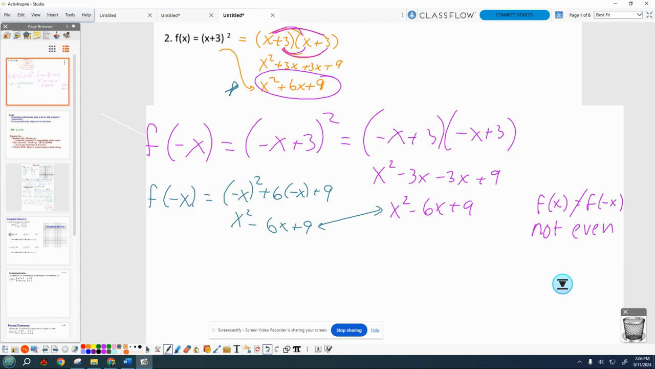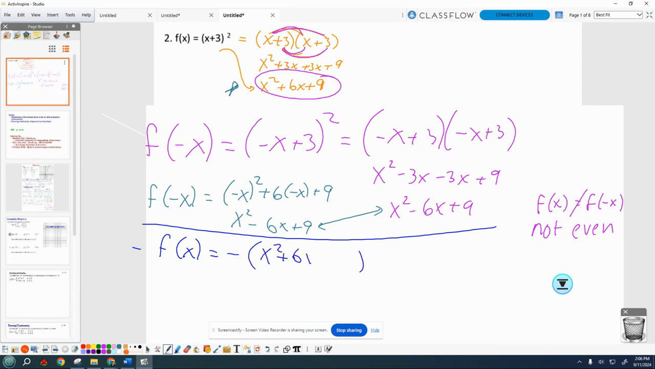Okay, then Maya said, but that doesn't show that it's odd. What do we need to check to see if it's odd? Negative f of x. Negative of the whole function. So I'm going to do negative of my expanded thing. So Dora, here it is expanded and with the negative out there.